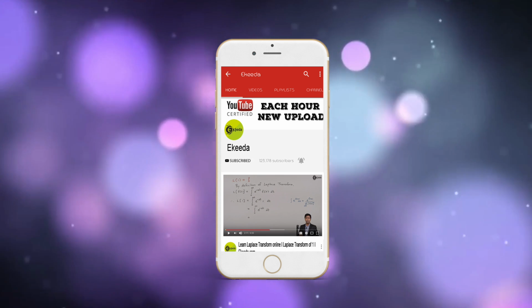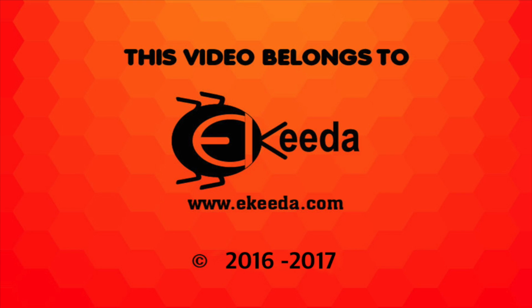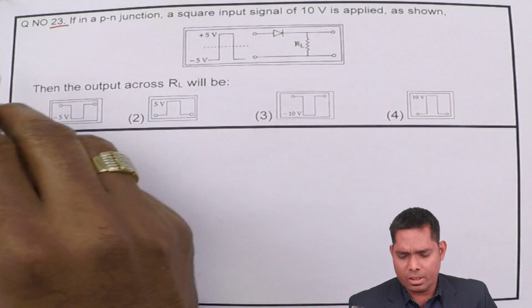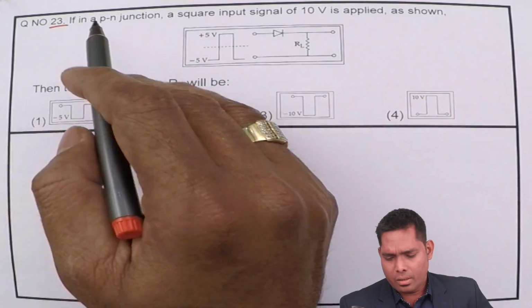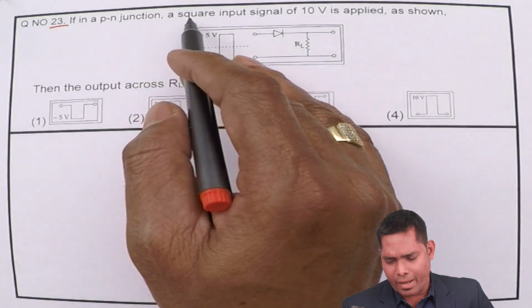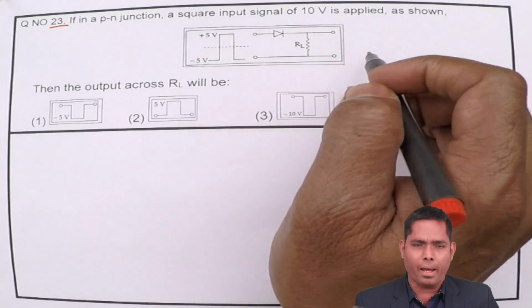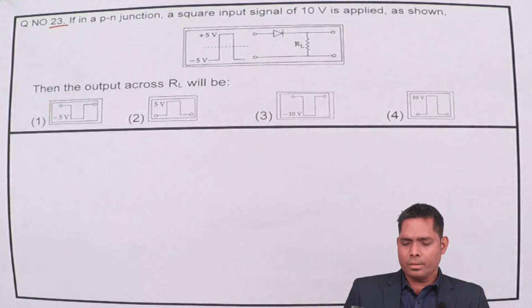Friends, in this video, we'll discuss question number 23, NEET Physics paper 2015. Students, this is the 23rd question. If in a PN junction, a square input signal of 10 volt is applied, as shown in the figure.